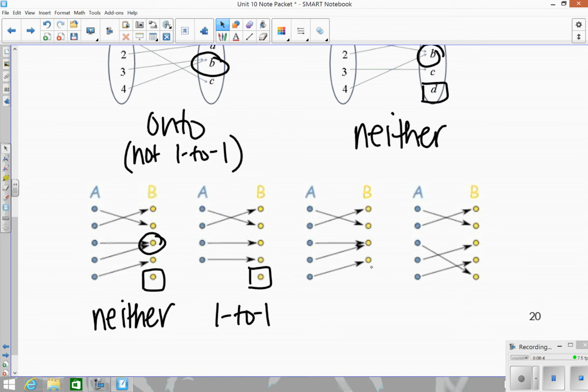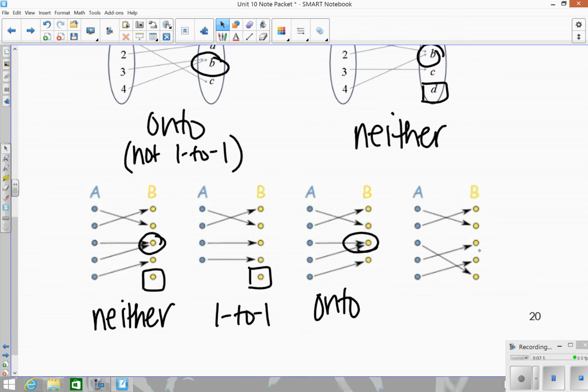This one would be onto, but it would not be 1 to 1 because here we have two arrows coming to one element. So since we have two things getting mapped to one thing, it can't be 1 to 1, but it is onto because every element in B is being used. So this one's onto.